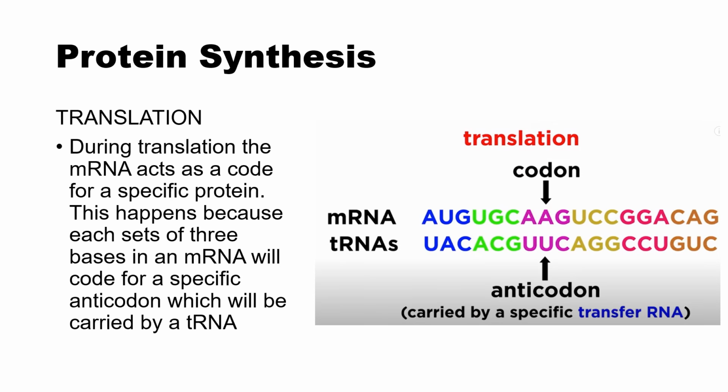So with that, balik tayo doon sa translation part. So during translation, the mRNA acts as a code for a specific protein. So ito yung code na sinasabi doon sa mRNA, which is yung sequence nito na tatlo, it is called the codon. So this happens because each set of 3 bases in an mRNA will code for a specific anticodon which will be carried by the tRNA. So ito yung codon, and then yung tRNA naman, it will complement it with the anticodon niya. So, yung A will pair up with the U, the G will pair up with the C, the U pair up with A, and so on and so forth.